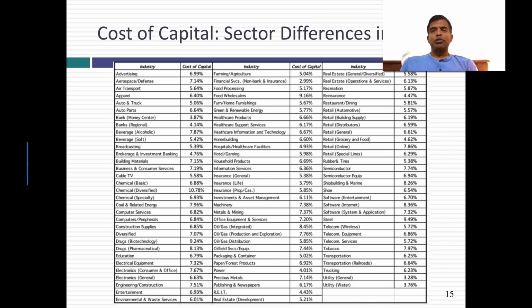Let's expand on this. Obviously, the cost of capital is different across sectors. Why are they different across sectors? Because the betas vary across sectors, the debt ratios vary across sectors. At the start of 2008, here's what the cost of capital looked like across sectors in the US. I'm not saying that these are the right numbers, but you can see that there's a variation. Again, it's to get some perspective on what a high sector cost of capital looks like and a low sector cost of capital looks like.